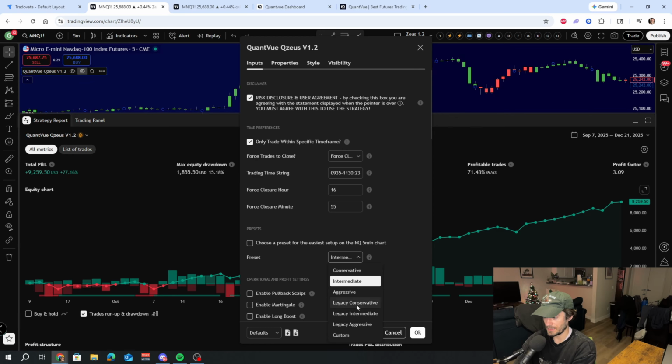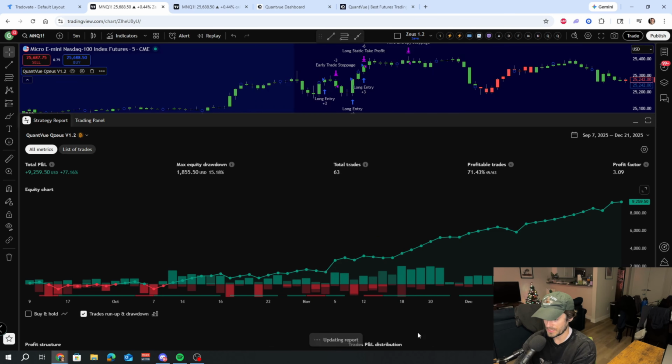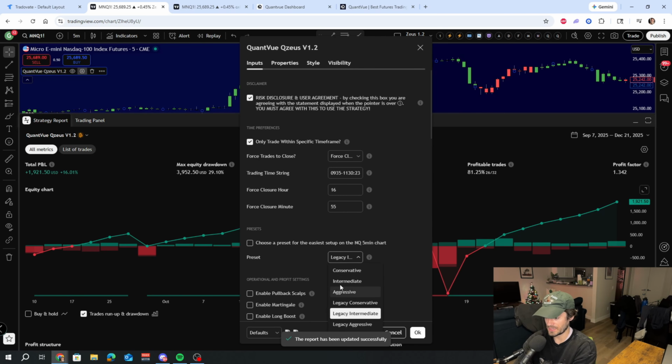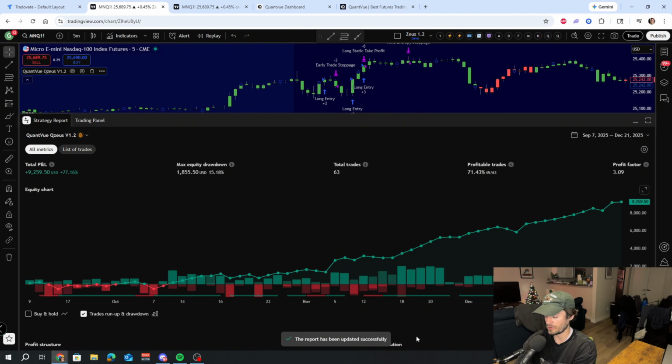And you can see, comparing the original intermediate, which is what most people used, to what is now the new setting, where it is taking those pullbacks and trying to be a bit more aggressive overall. It trades more, and it's making some good money.